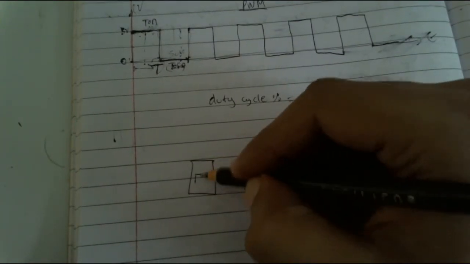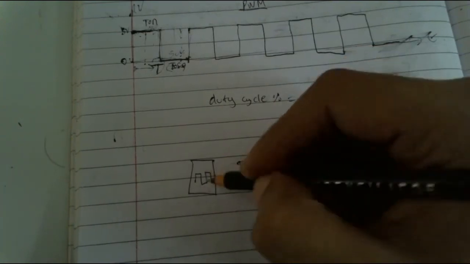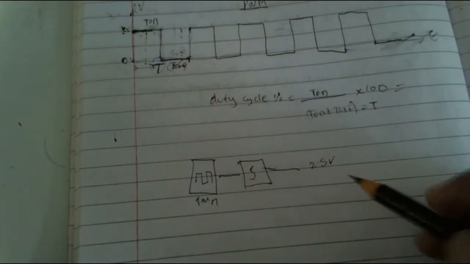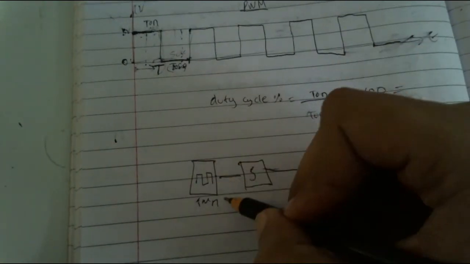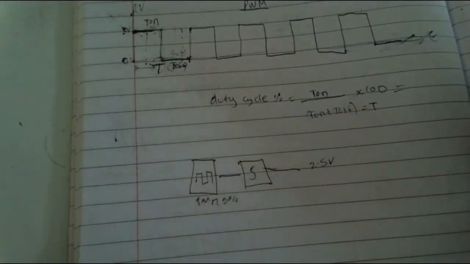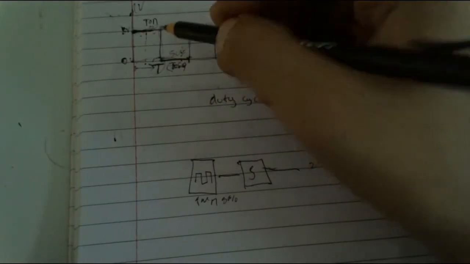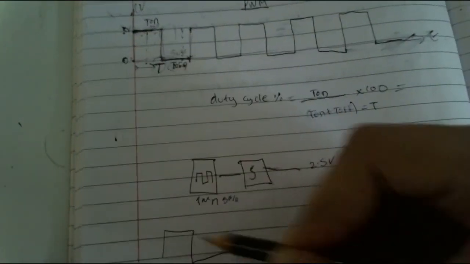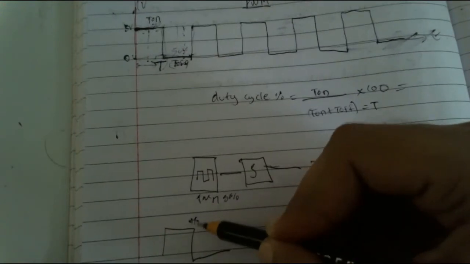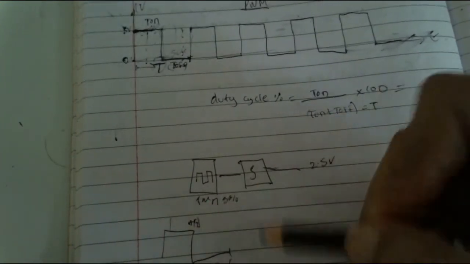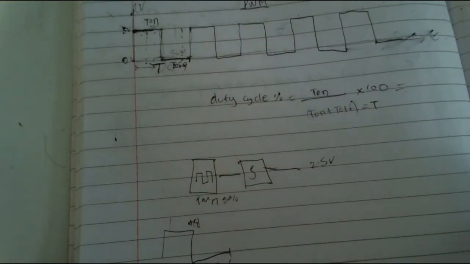Here we have a square wave PWM signal generator, our PWM signal, and then we integrate it. Suppose it's a 50% duty cycle. 50% means for half the time it's on, for T by 2, and it's off for T by 2. So that was the short theory.